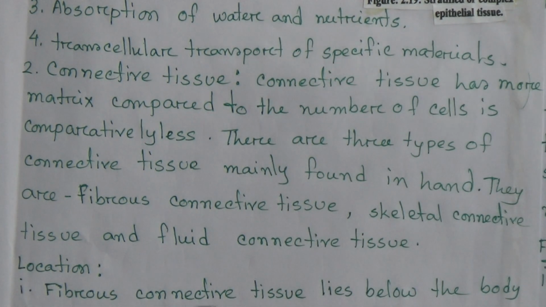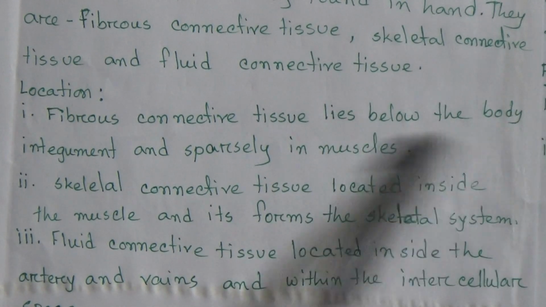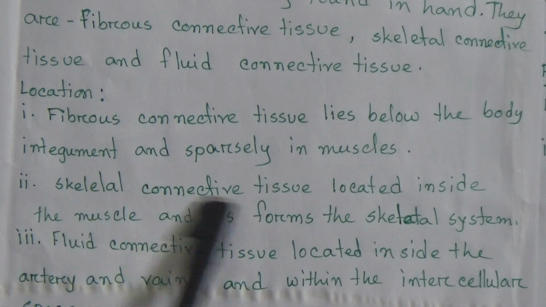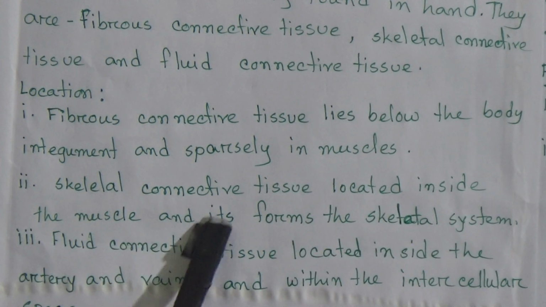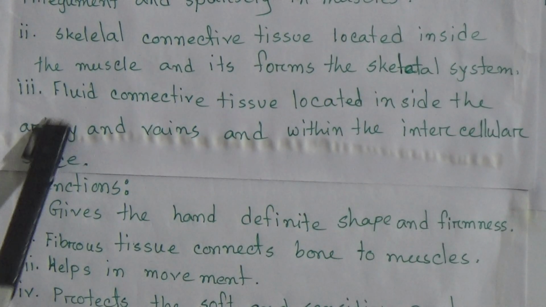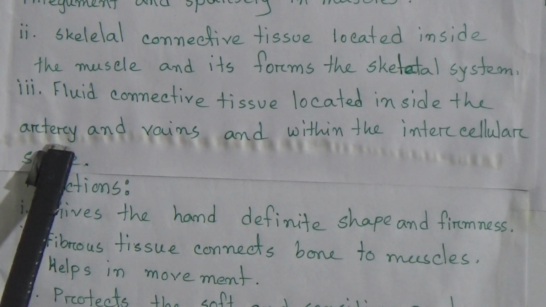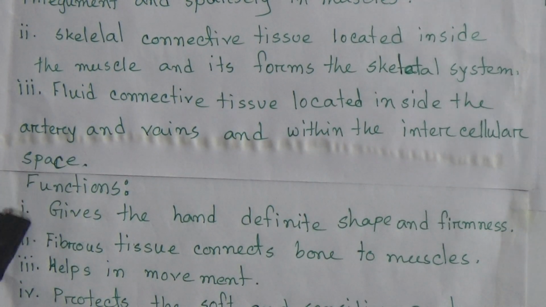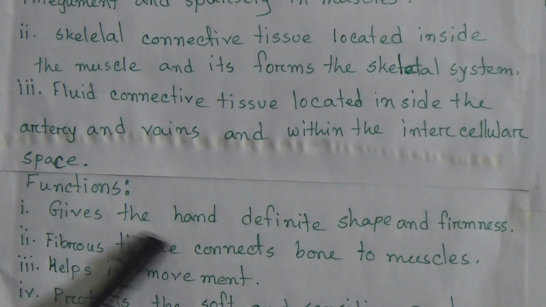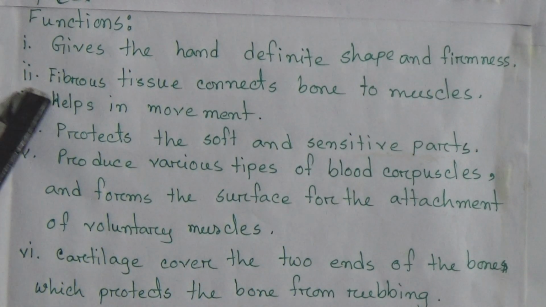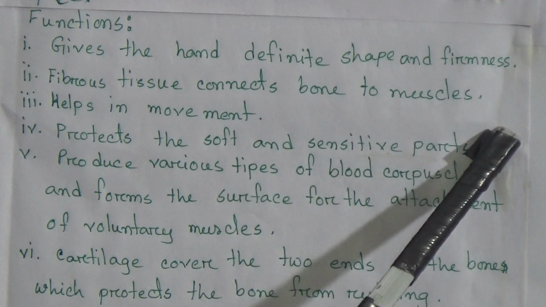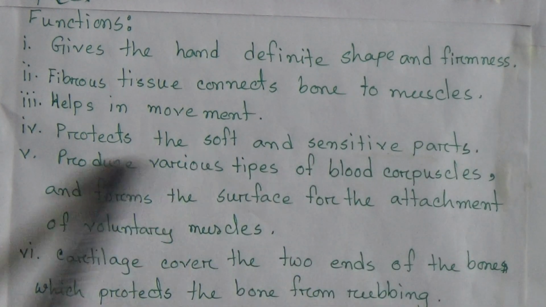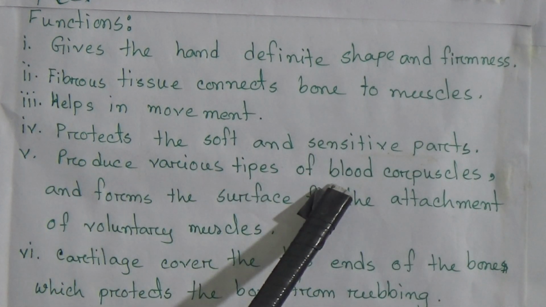The location: fibrous connective tissue lies below the body integument and sparsely in muscle. Now come to the next one, skeletal connective tissue, located inside the muscle and aids from the skeletal system. And third one, fluid connective tissue, located inside the arteries and veins and within the intercellular space. Now come to the function of connective tissue. First, gives the hand definite shape and firmness. Second one, fibrous tissue connects the bones and the muscles. Third one, helps in movement. Fourth one, protects the soft and sensitive parts. Fifth one, protects the various types.